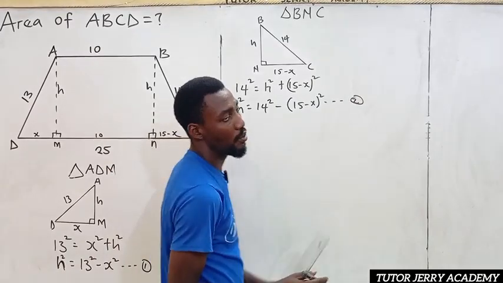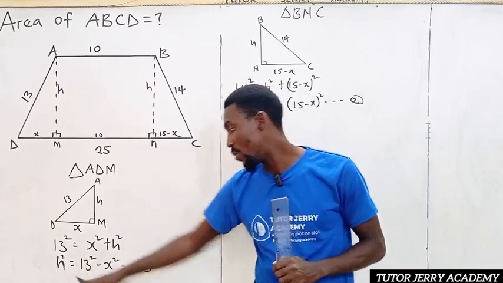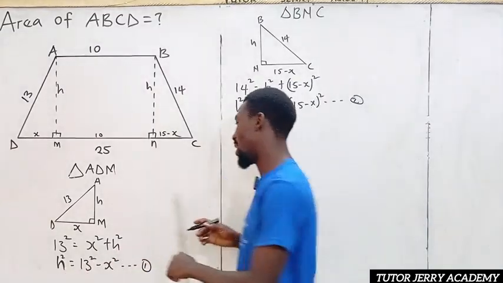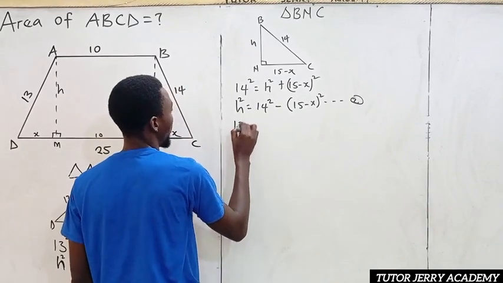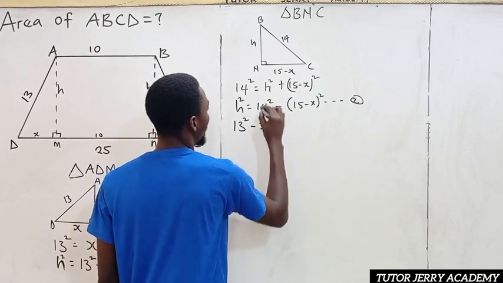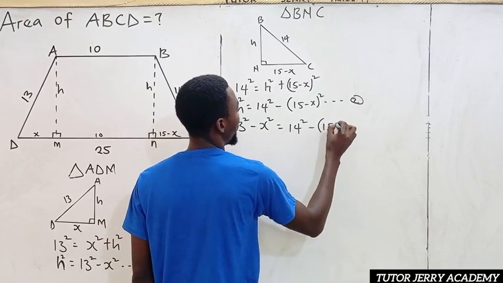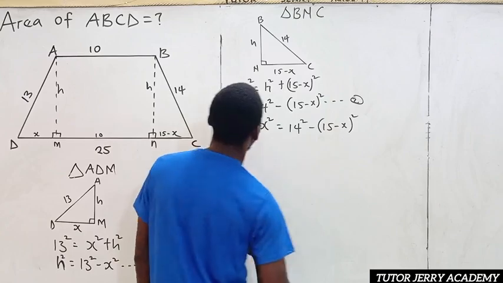All right. So we can equate equation 1 and equation 2 together because we are having H square here, and here we are also having H square. So we can therefore say 13 square minus X square is going to be equal to 14 square minus 15 minus X all square.